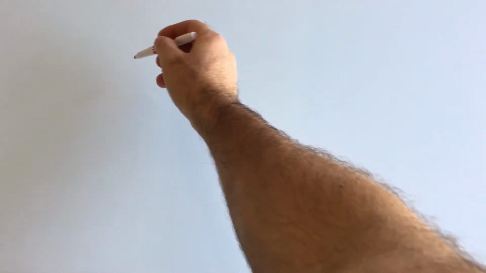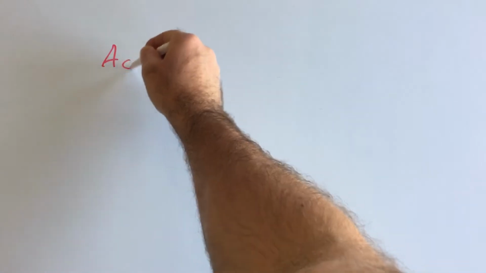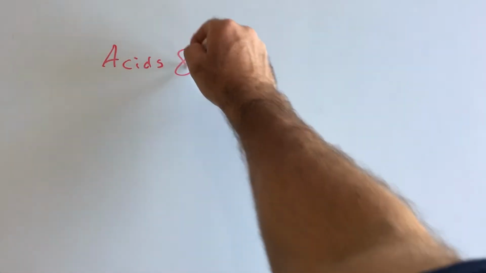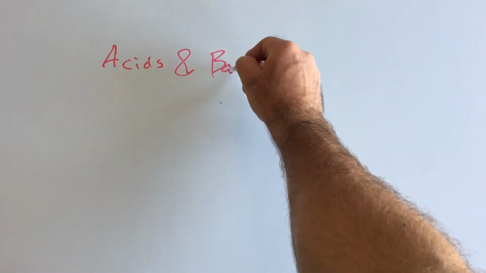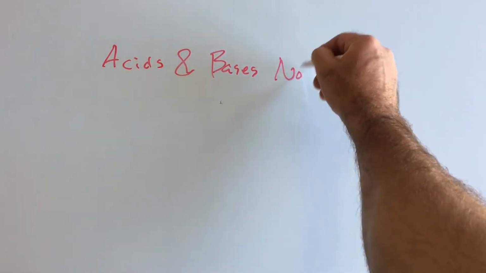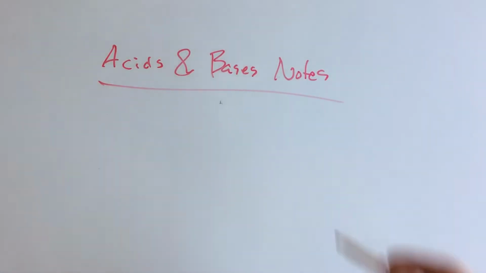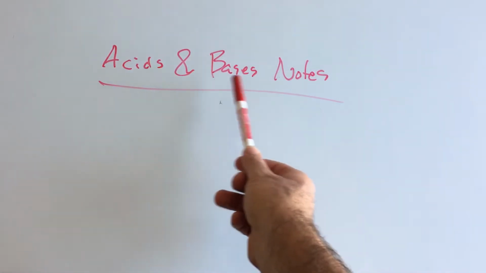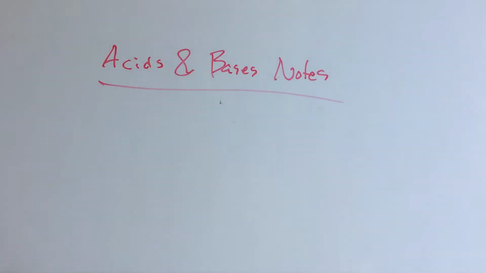So the first thing I want you to do is pause the video and get ready to take notes, because there's actually going to be notes. So make an acids and bases notes file in your chemistry folder on your drive. Find your chemistry folder, find all the other chemistry notes, make a new document. Please call it acids and bases notes and pause the video to do that now.